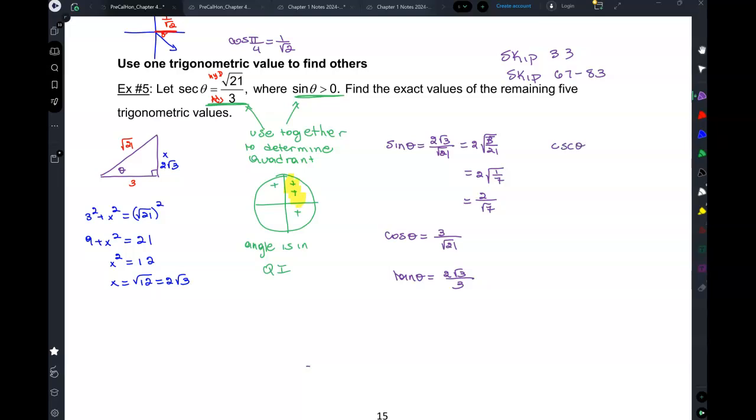Cosecant of theta, okay, now just take the simplified version, root 7 over 2. Secant of theta, we're already given root 21 over 3. And then cotangent of theta, 3 over 2 root 3. And we're done. All right?